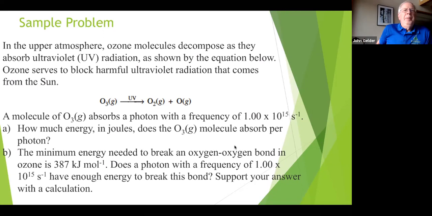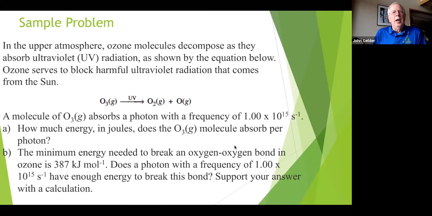So here's a typical sample problem. In the upper atmosphere, ozone molecules decompose as they absorb ultraviolet UV radiation, as shown by the equation below. And ozone serves to block harmful ultraviolet radiation that comes from the sun. And so we've got a chemical equation which says that ozone gas in the presence of ultraviolet light can absorb some of that light and actually break a bond, an oxygen-oxygen bond, to form O2 gas and an oxygen atom.